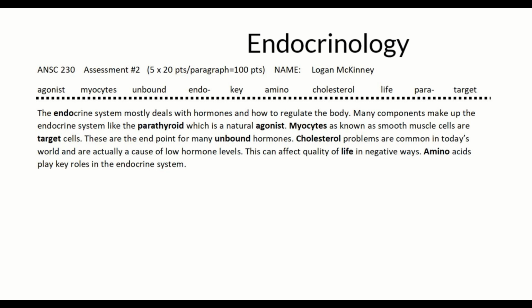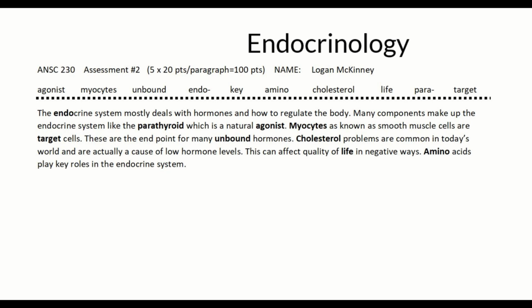Cholesterol problems are common in today's world and are actually a cause of low hormone levels. Cholesterol is a precursor for all steroid hormone synthesis. That's why cholesterol is up here. Remember, we're doing endocrinology. This whole story has to be about endocrinology. This can affect quality of life in negative ways. Well, remember, life probably should have been used as half-life. Hormones have a half-life. They live so long in the blood and then they are digested.